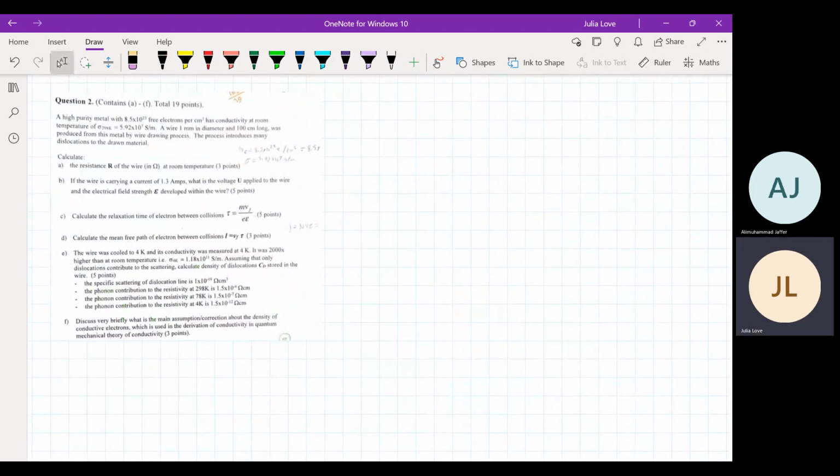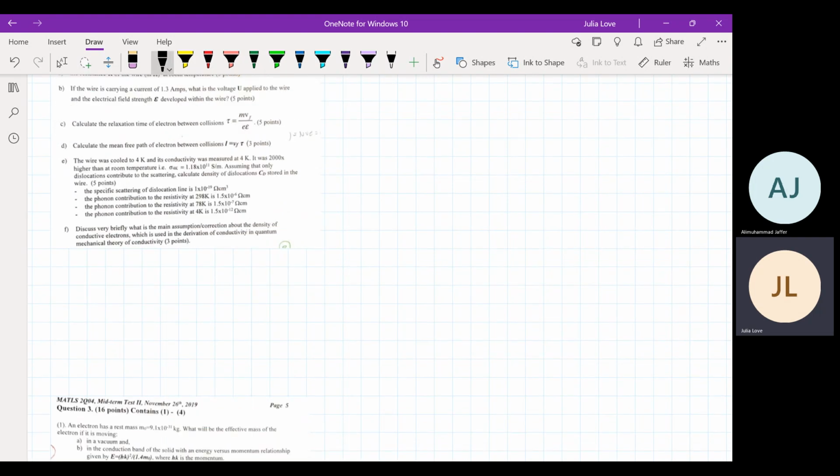So this one is talking about a high purity metal with a given amount of free electrons per centimeter cubed, as well as a conductivity, and then the size of the wire. And so we're asked to calculate a whole bunch of things here. So we'll start off with part A of this question.